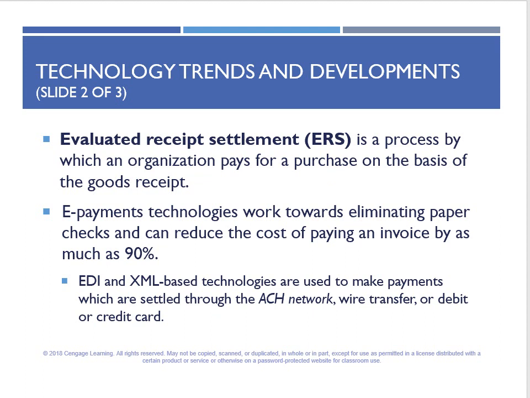Now, if we want to pay, we only pay what we received. This is called evaluated receipt settlement. So if we ordered 100 units of a product and we received only 80, we pay only for 80. This way, we only pay for what we actually received. There is no payment for something on back order or delayed.